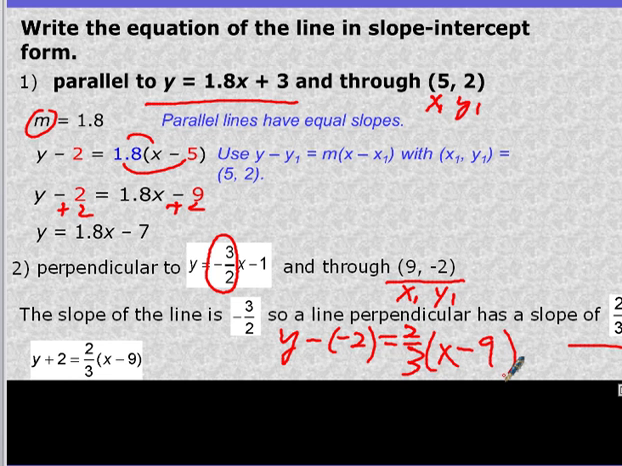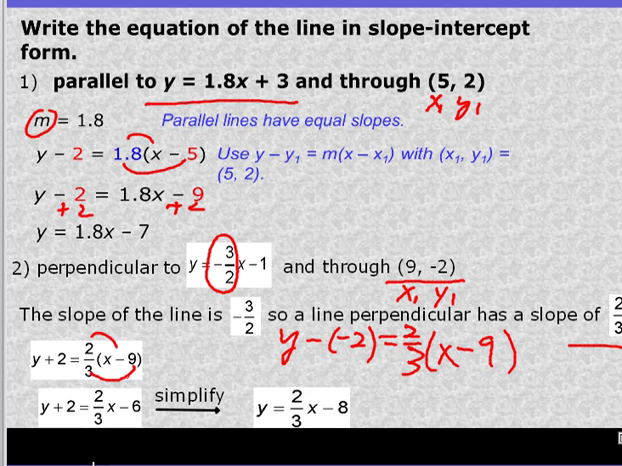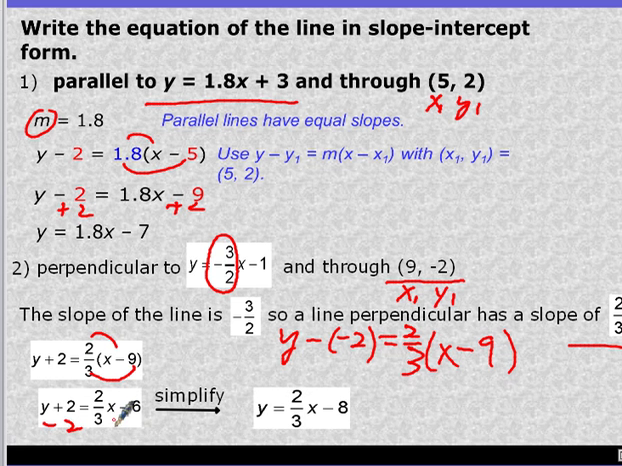Remember, we're going to have y minus y1, which is a negative 2, equals our slope times x minus x1. So this subtraction of a negative makes this a positive 2. And now we distribute, simplify by subtracting 2. And here is our equation of the perpendicular line. So point-slope form can be very useful to getting things into slope-intercept form, given a slope and a point. But again, we have multiple methods and ways of doing that.